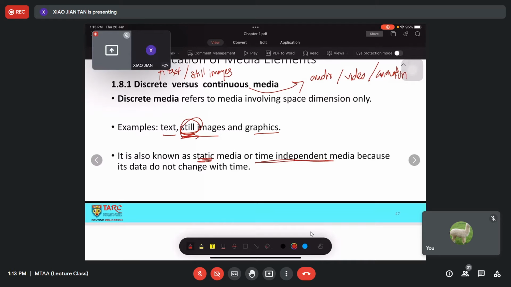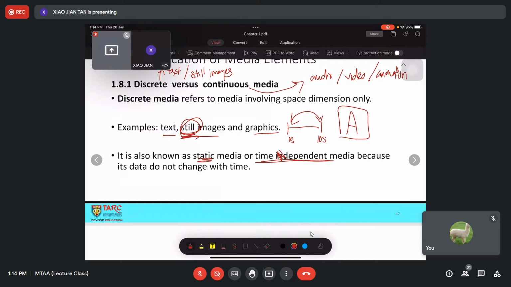Why is it time independent? Because the text, for example the alphabet A, does not depend on time to interpret the data. For example, from the very first second until the very last second of the lecture, the A will remain as A. But for a video, let's say it has 10 seconds, the first second and the last second would be different. The image displayed by the video keeps on changing. Same for audio. So for audio and video, we call it time dependent.